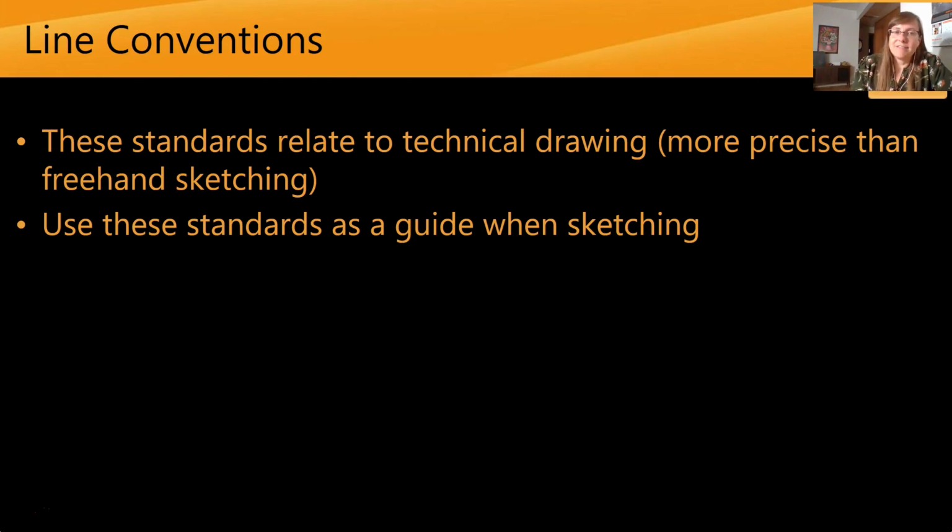So these line conventions relate to technical drawing. If you're just freehand sketching like in our activity, where I'm asking you to sketch household objects, those are just freehand sketches. So you don't necessarily need to include dimensions, things like that. But these are good to use when you are freehand sketching, and they're definitely required for technical drawing.